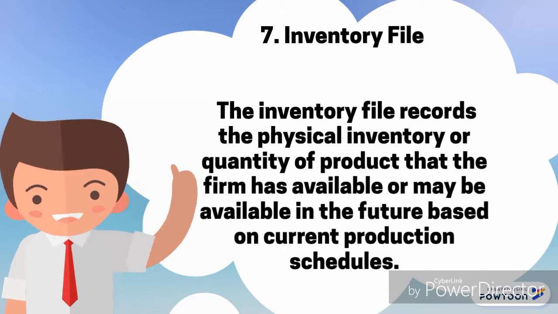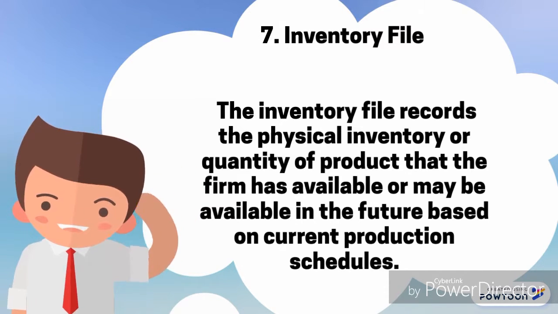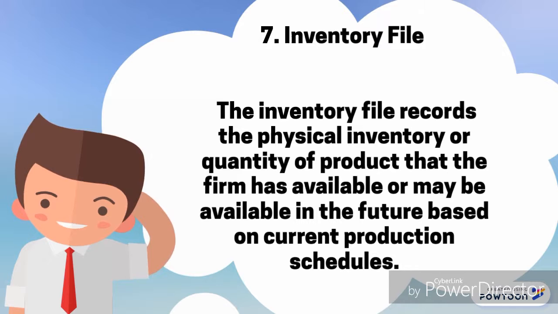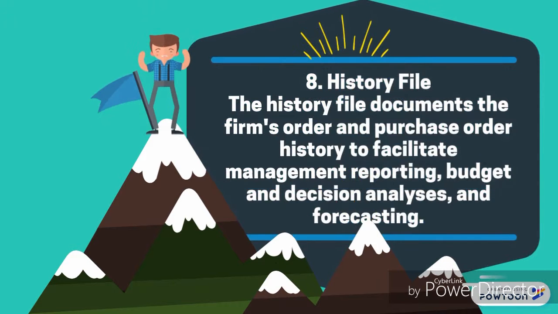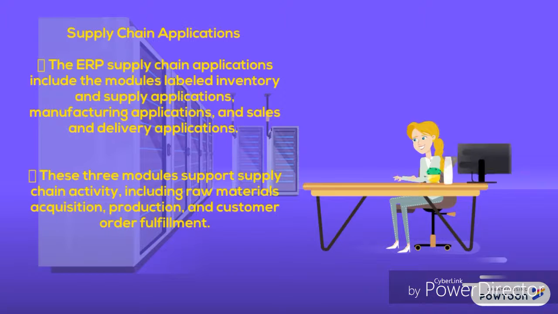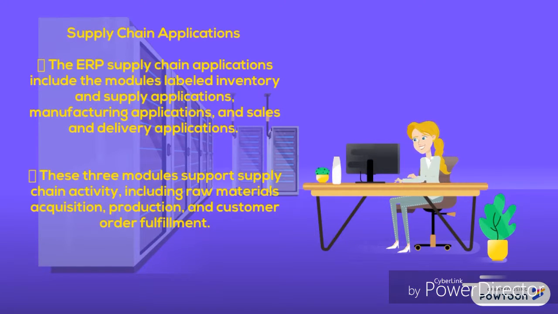7. Inventory file. The inventory file records the physical inventory or quantity of product that the firm has available or may be available in the future based on current production schedules. 8. History file. The history file documents the firm's order and purchase order history to facilitate management reporting, budget and decision analysis, and forecasting. Supply chain applications. The ERP supply chain applications include the modules labeled inventory and supply applications, manufacturing applications, and sales and delivery applications.